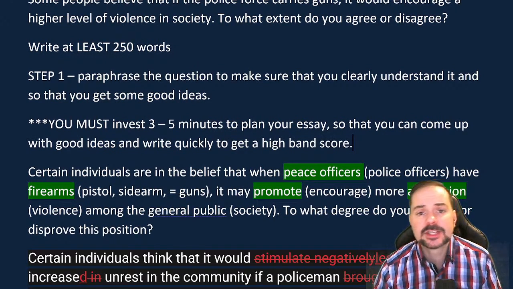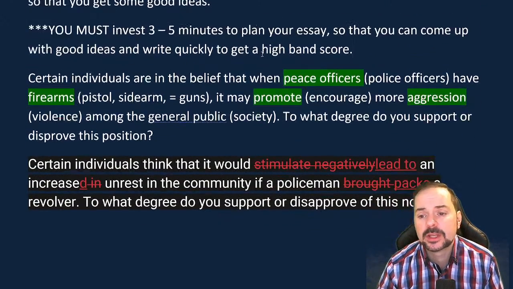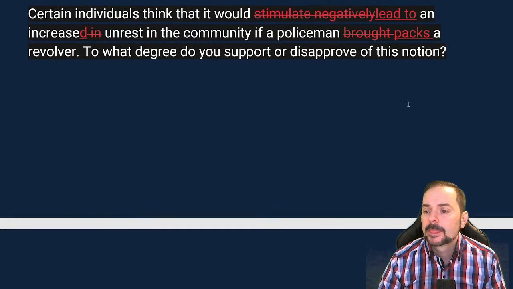The way task 2 is designed on the IELTS is so that you have to think. You can't just start writing, you have to think.